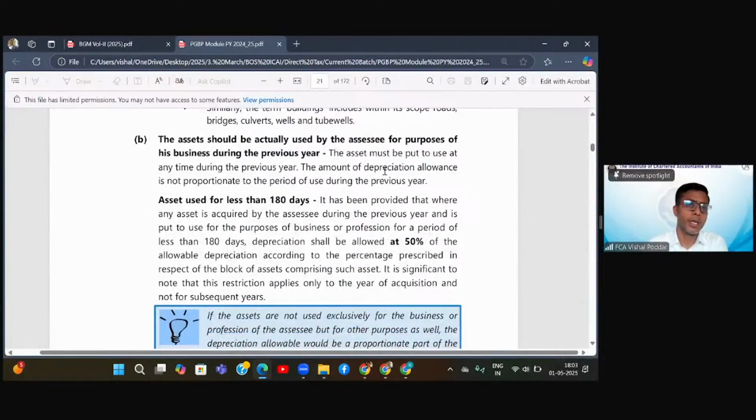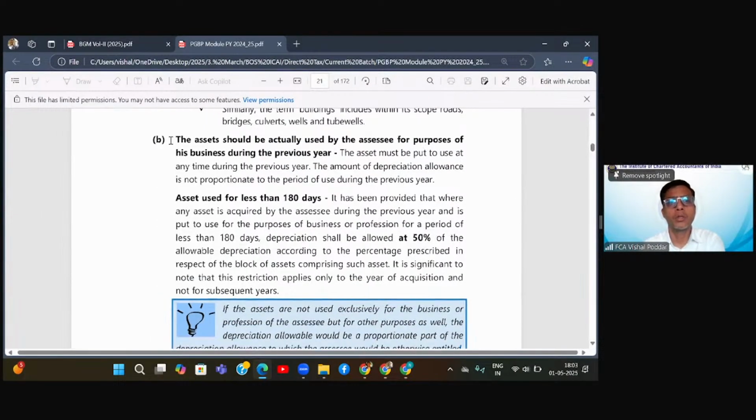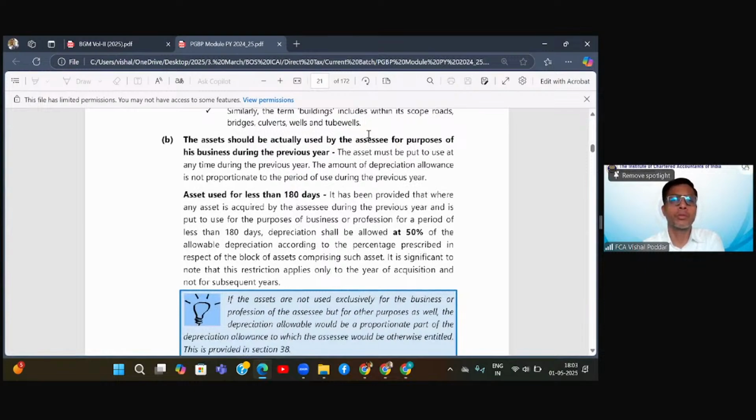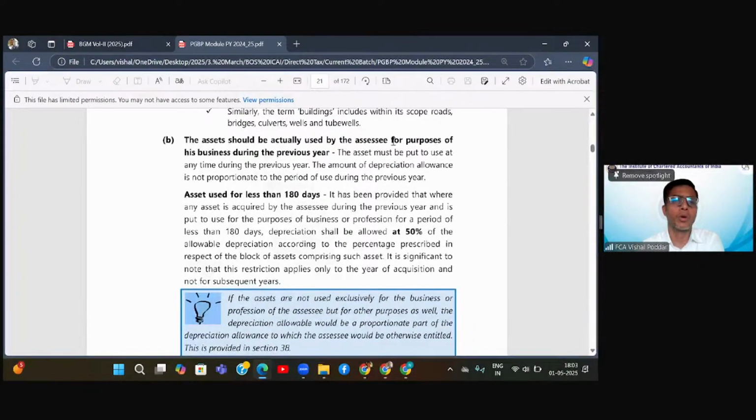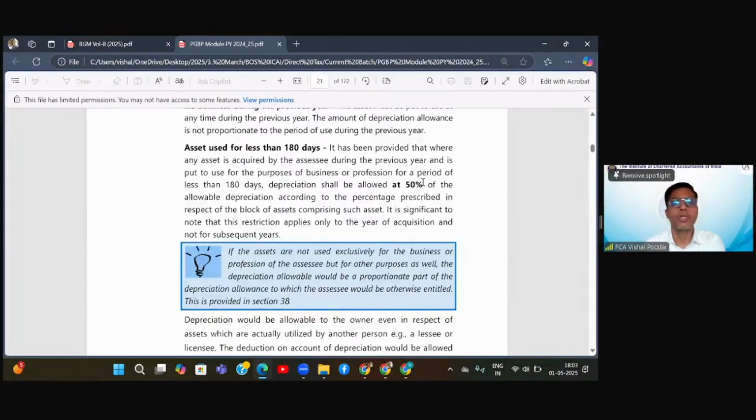Then they are saying, again, those four conditions. The asset should be actually used for the purpose of business or profession during the year. And then they have brought out this condition that if it is put to use for less than 180 days, it is important to understand that the allowed depreciation will be half of the original rate.